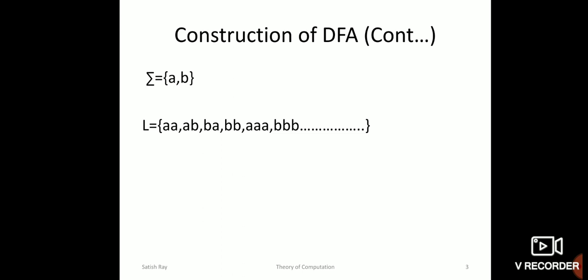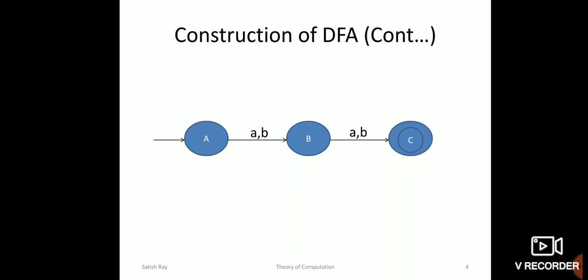Now, in order to construct a DFA, first we should try to draw a skeleton of this state diagram using the first input string, that is AA. Means first we are going to make a DFA that will accept our first string. So we are trying to construct a DFA. We have taken initial state A, an intermediate state B, and a final state C.